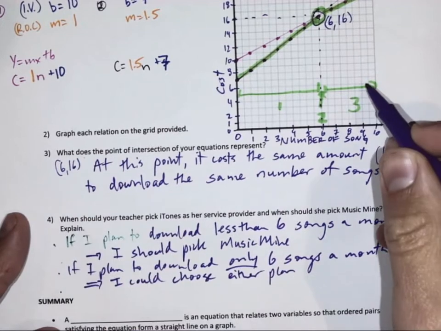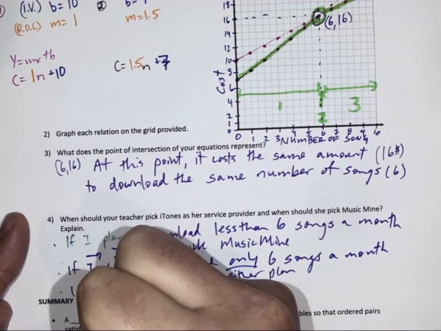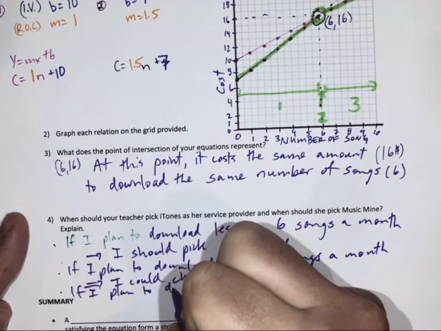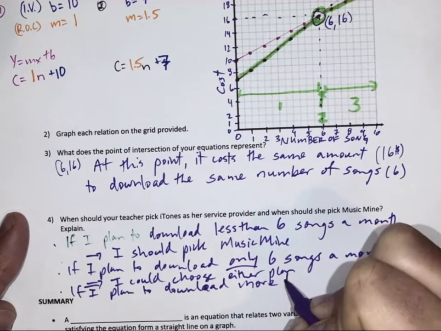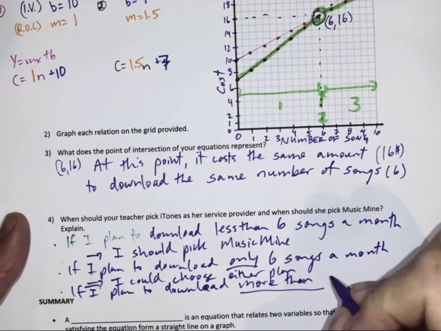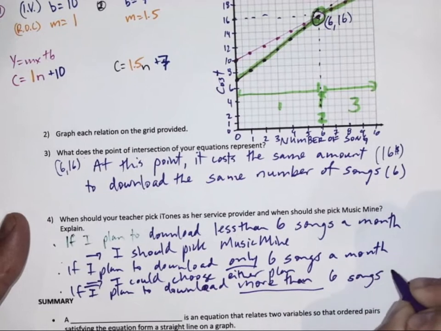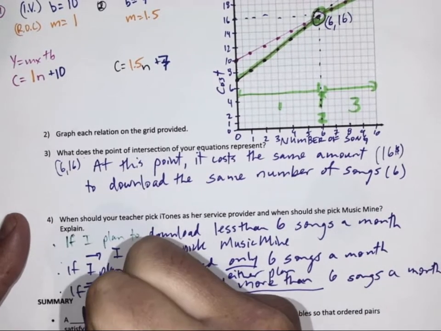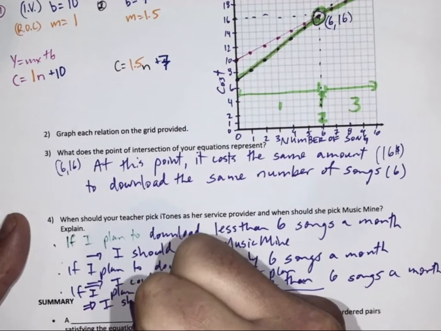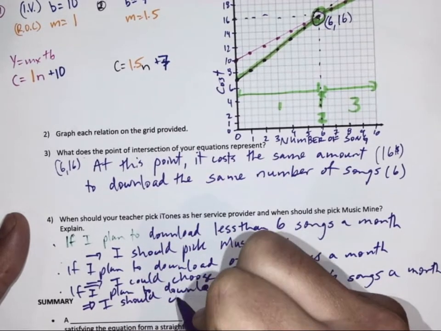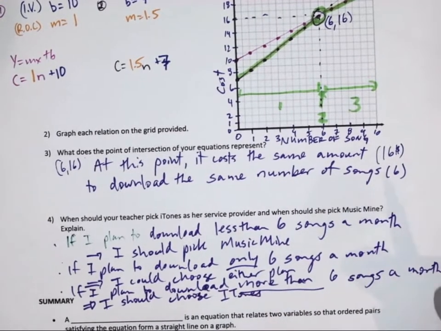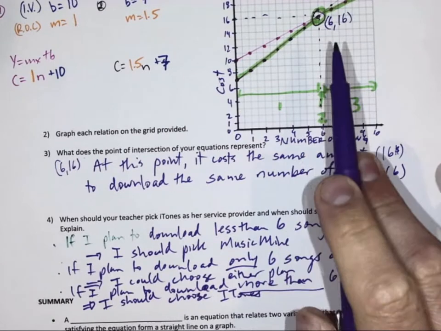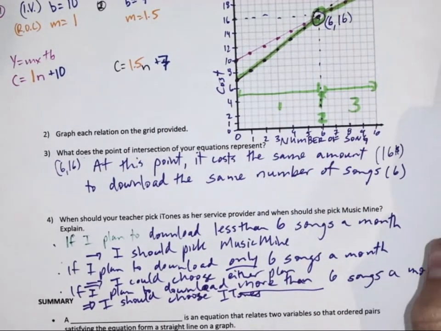1, 2, and then the third stipulation, if I plan to download more than 6 songs a month, I should choose iTones. And there's my 3 stipulations based on cheapest, when they're the same, and then the cheapest if I'm kind of going in bulk. Right?